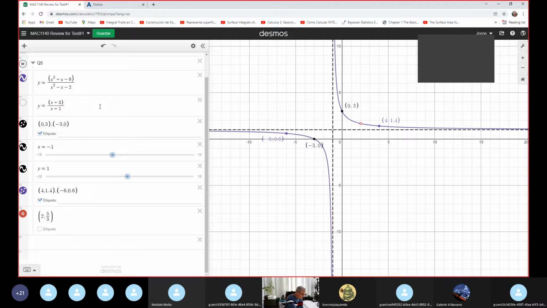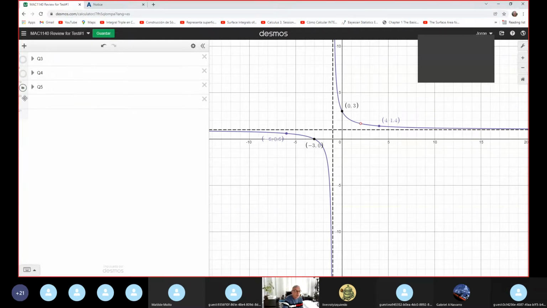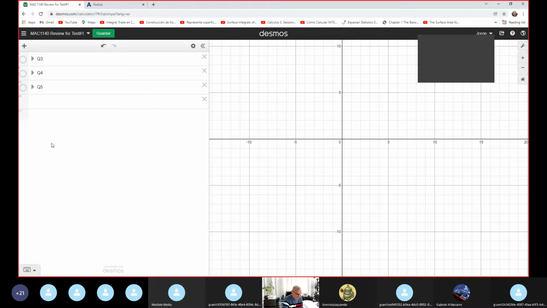That's number 5. Okay, let's move on to number 6. It's inequality. Okay, super. Let's do it. This is the easy part. Do you understand the graph very well? Yes or no? Okay, let's move on to the number 6 question.